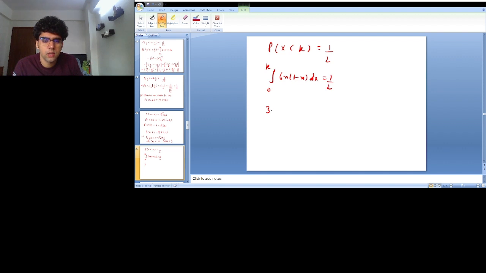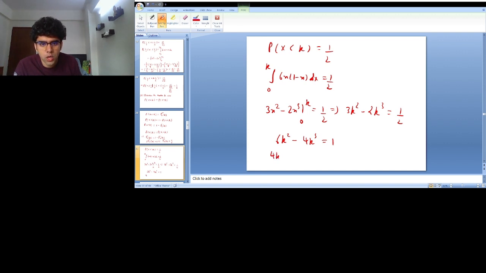So this gives me 3x square minus 2x cube from 0 to k should be equal to half, which implies 3k square minus 2k cube is equal to half. So just multiplying by 2, this gives me 6k square minus 4k cube is equal to 1, which means 4k cube minus 6k square plus 1 is equal to 0.